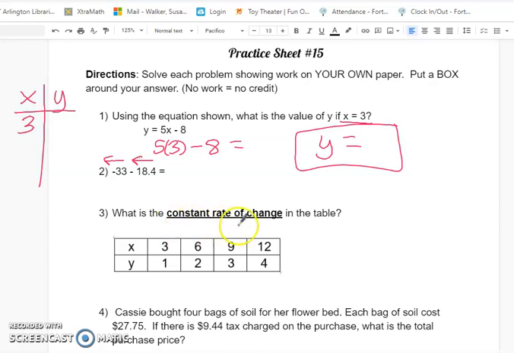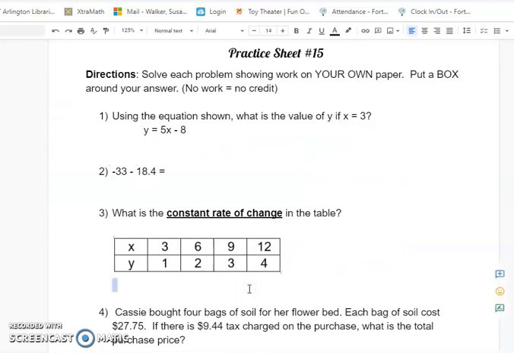Number 3, what is the constant rate of change? Remember, constant rate of change is delta y over delta x. Change in y over change in x. Okay? So, change in y, remember it's down, but we put it up. So each time this is changing by 1. Okay? Now your job is to figure this one out, and that goes right there.